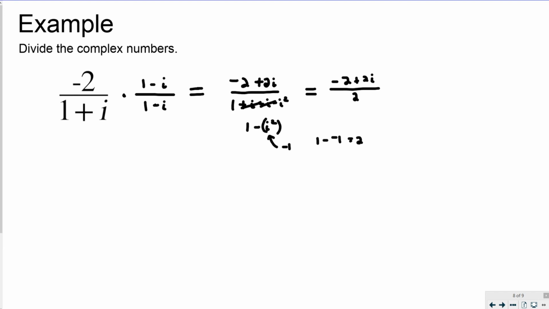And then each and every one of these, negative 2, 2, and 2, are all divisible by 2. So I can divide this, this, and this by 2 to get negative 1 plus i over, my fraction bar didn't look the greatest there. Use the eraser to just fix my fraction bar really quick. All over 1. But when I divide by 1, I don't actually have to write that. So my final answer is just negative 1 plus i.